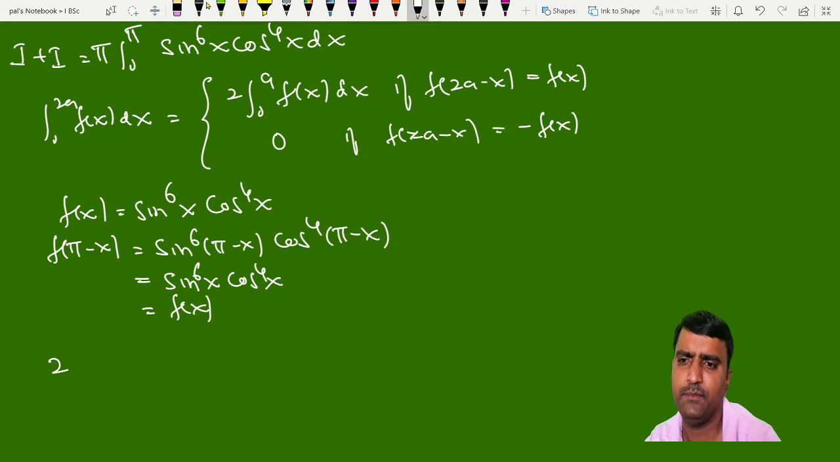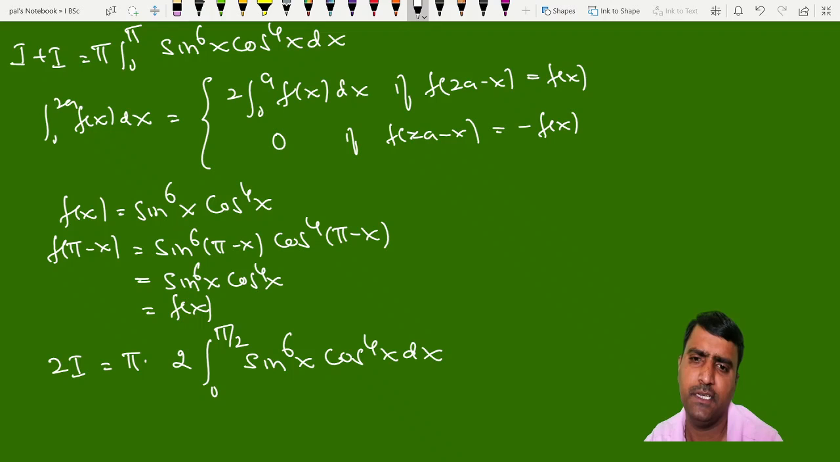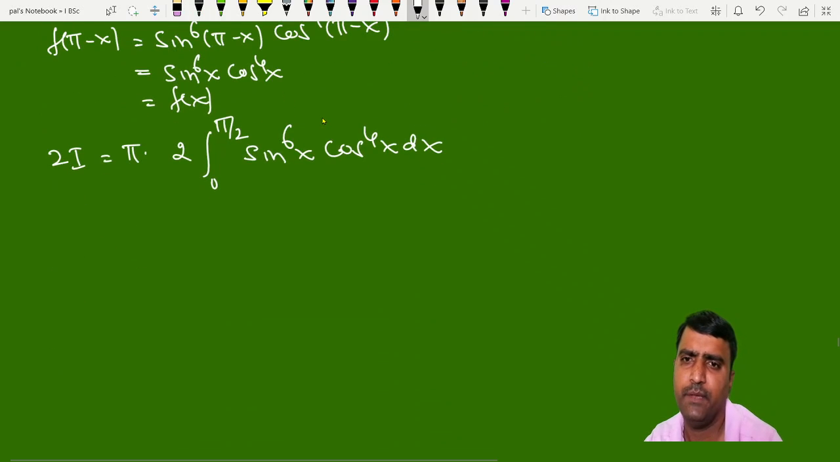So now I plus I is 2I, which is equal to pi into 2 into integration from 0 to half of the upper value, pi by 2, of sine to the power 6x into cos to the power 4x dx. Now it is similar to the last problem. So I am using the reduction formula here, and we can also cancel this 2 and 2.